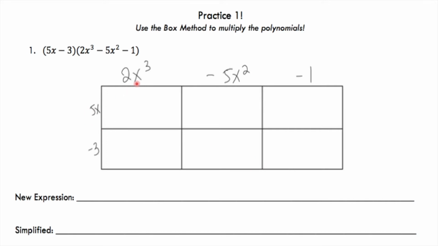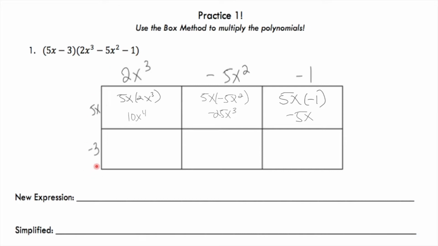So I have 5x times 2x cubed and that's going to simplify to 10x to the fourth. Now I have 5x times negative 5x squared, and I'm going to get negative 25x cubed. Then I have 5x times negative 1. I'm going to get negative 5x. So now I have my first row done. I have distributed this 5x to each piece of my trinomial at this point.